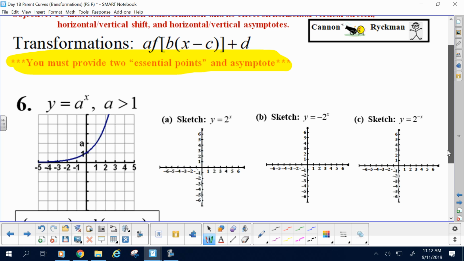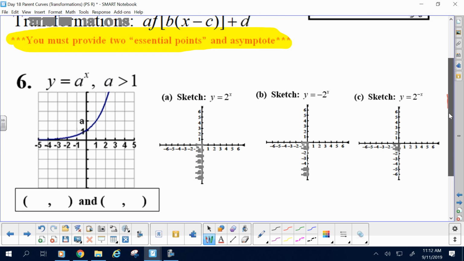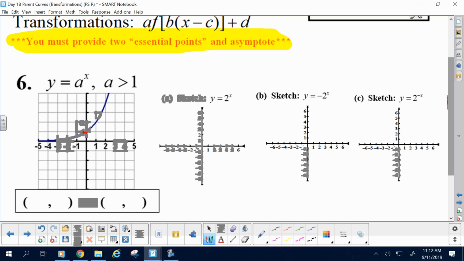Give me 2 important points on that graph. Let's start with this one. 0, 1. Every exponential, unless it's shifted or stretched, crosses through 0, 1. The other point is the one that comes from the base. And it's that one. When x is 1, y is a to the 1, or a. That's the one that tells you what the base is. 2 to the x, 3 to the x, 4 to the x.